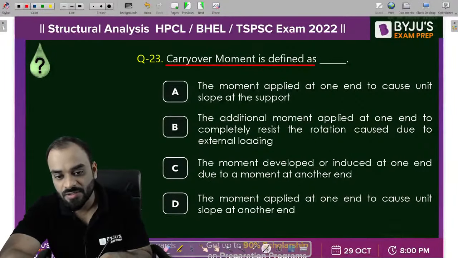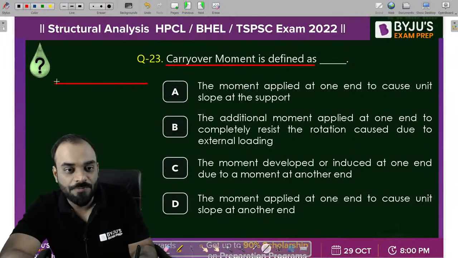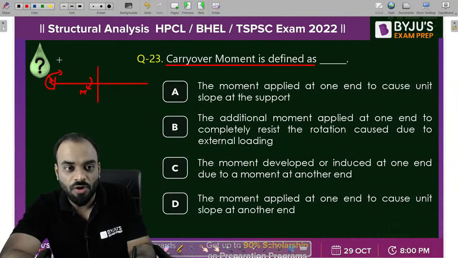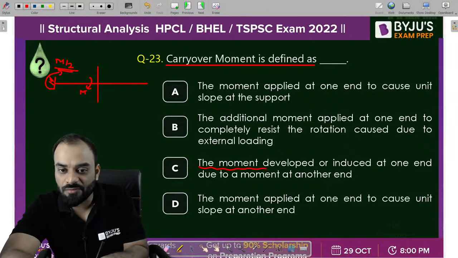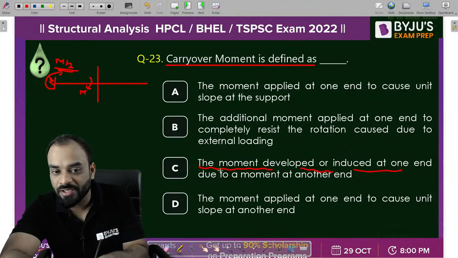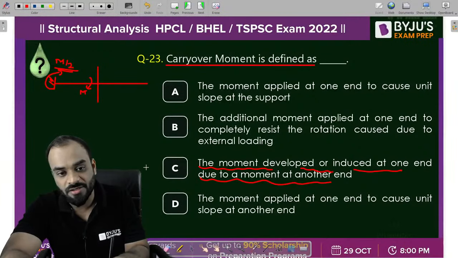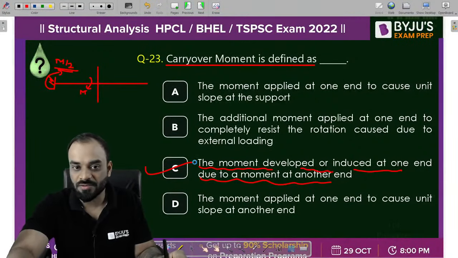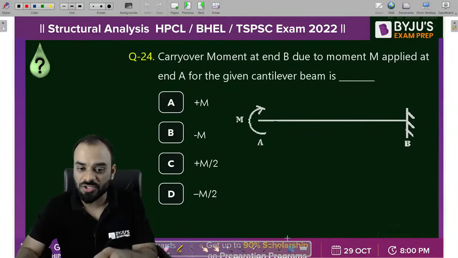Very nice, guys. Just imagine, let us consider at this particular end, we have certain moment M. So a carryover moment should be forwarded to the other support. So that means the moment developed or induced at one end due to moment at another end. Right. It is C. It should be C. Very nice. Let's move to the next question.